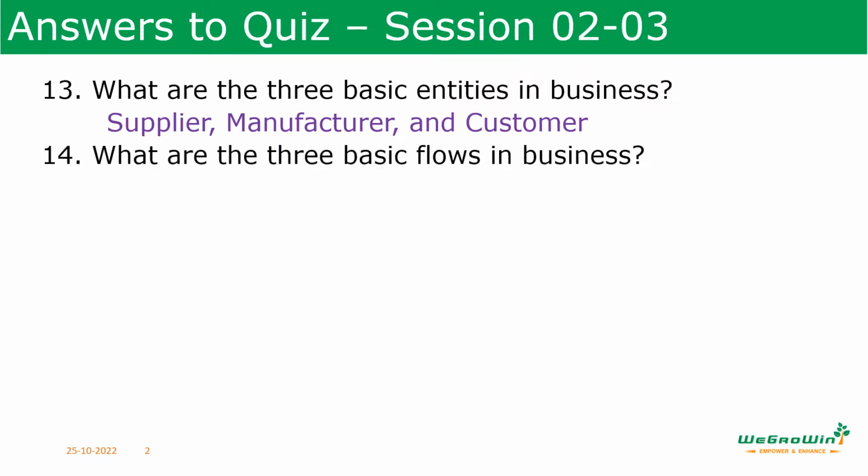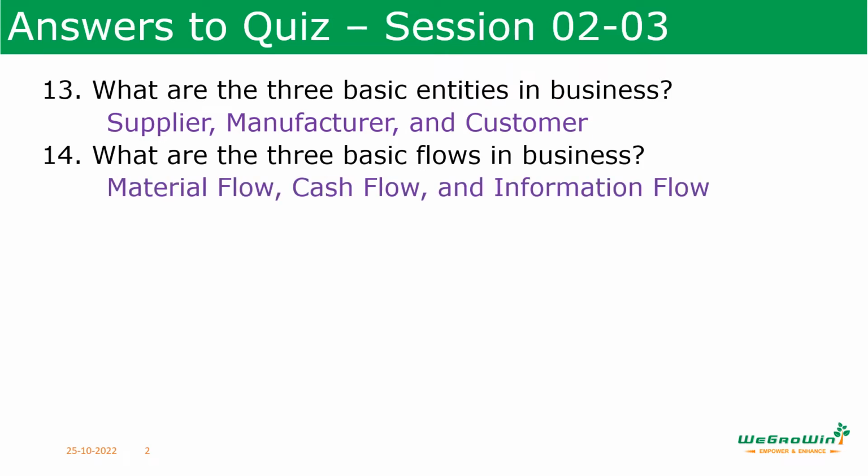What are the three basic flows in business? Material flow, cash flow, and information flow. Material flow goes from supplier to manufacturer, manufacturer to customer. Cash flow goes from customer to manufacturer, manufacturer to supplier. Information flow should happen in both directions. So that's very important.